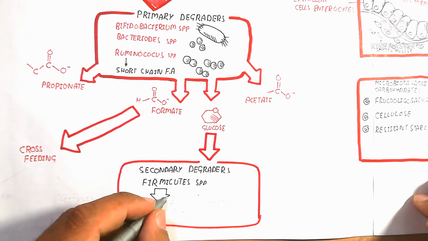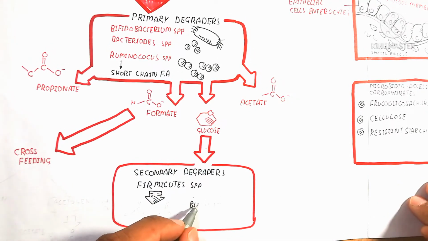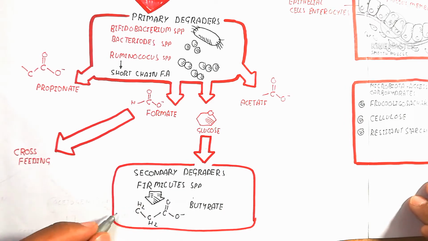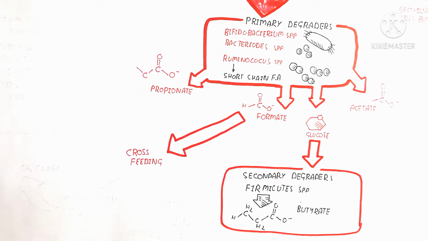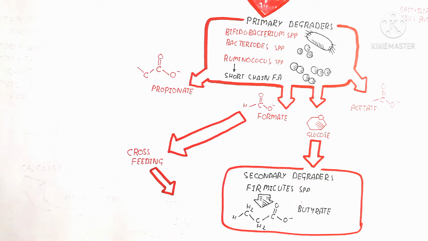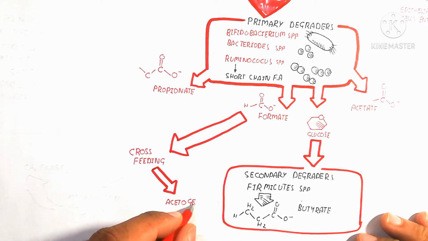Firmicutes species digest the sugar and convert it into butyrate, and this butyrate is a short chain fatty acid. On the other hand, the acetate is also produced from the primary degraders, but here the 3 carbon containing butyrate will be produced. Butyrate.